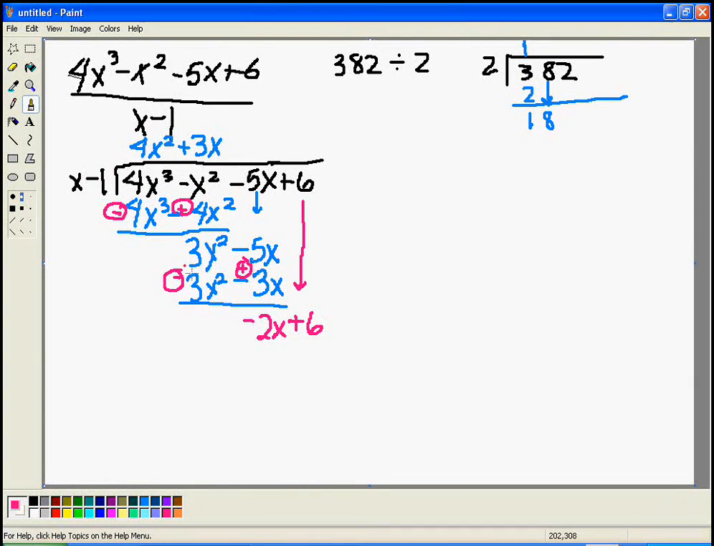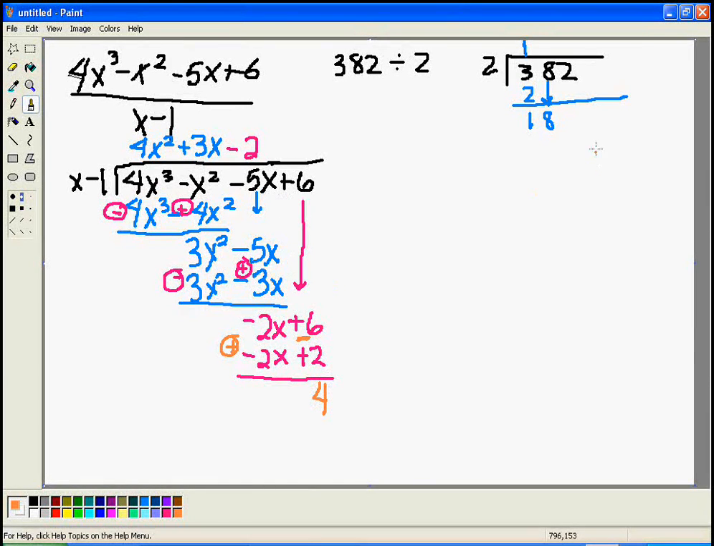What times x gives me a minus 2x, and that's going to be a minus 2. So minus 2 times x gives me minus 2x. And then minus 2 times a minus 1 is going to give me a positive 2. Again, remember, I'm subtracting. So I'm just going to come in here and make myself a mental note to change my signs. Minus 2x plus 2x gives me 0. And then 6 minus 2 gives me a positive 4.